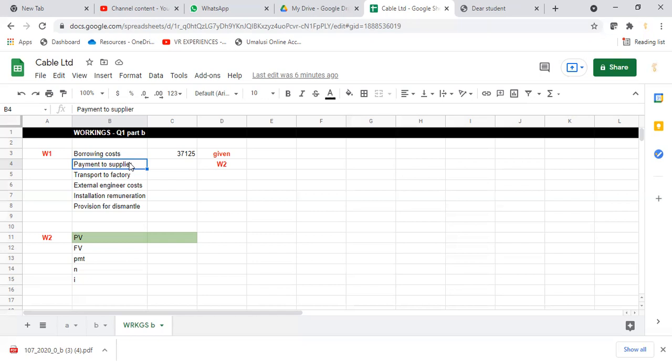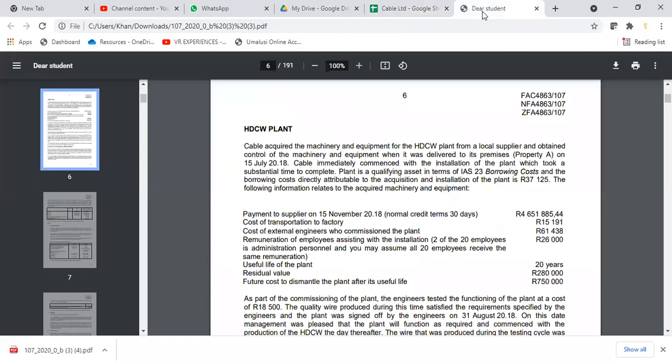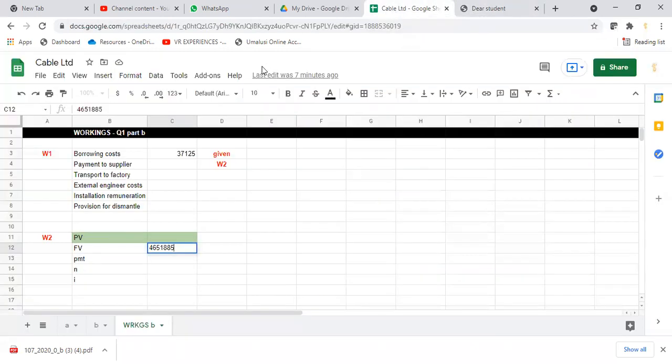So this payment is paid in 4 months' time, so it is beyond normal credit terms, and we need to do discounting. Discounting implies we need a present value. In order to calculate present value, we need everything else: future value, payment, N, and I. Future value is the lump sum payment at the end of the period. In this scenario, it is a lump sum payment at the end of 4 months, which was given to us as 4,651,885.44.